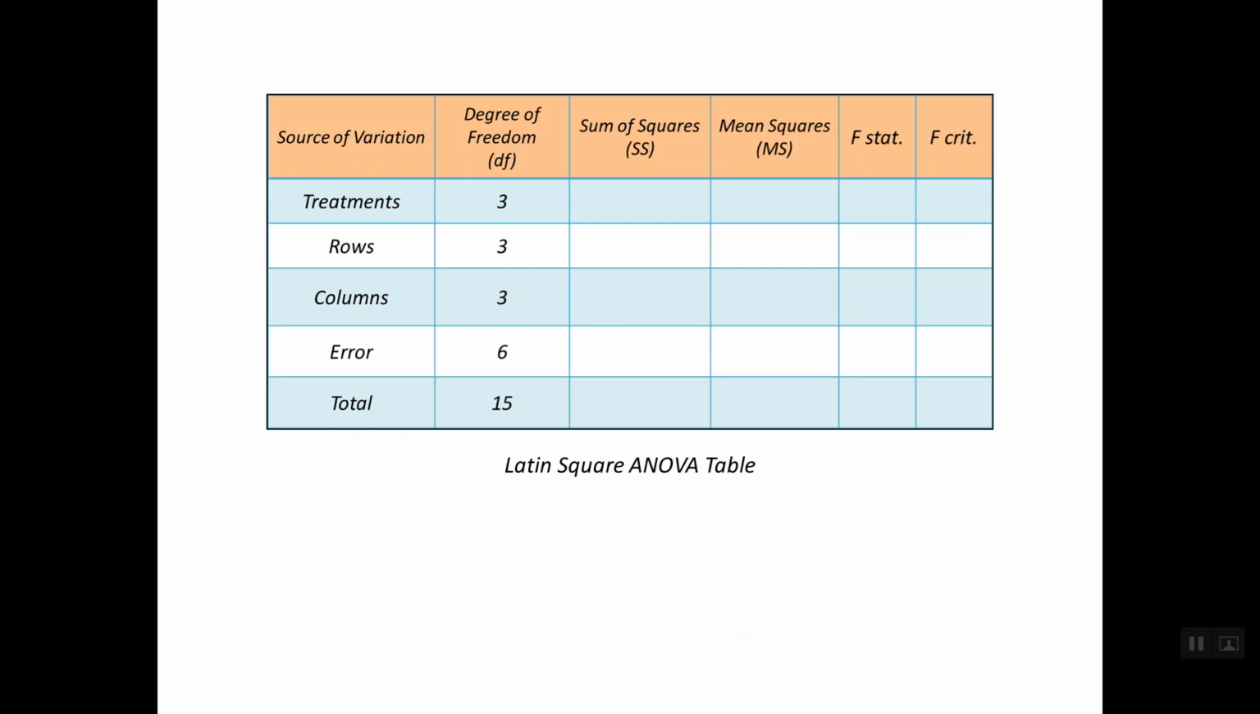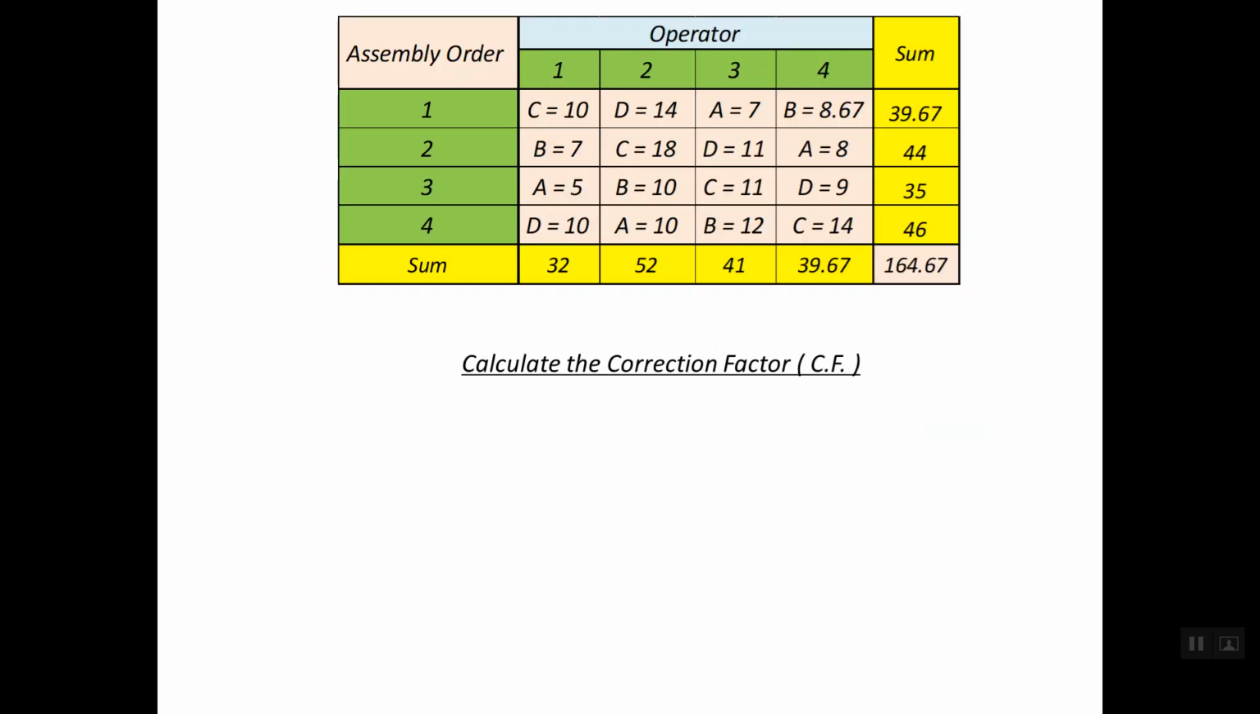We fill in the Latin square ANOVA table for the degrees of freedom as we have here. Now we need to compute the values of the SS, sum of squares. Before starting the calculation of the SS, let's calculate the correction factor.